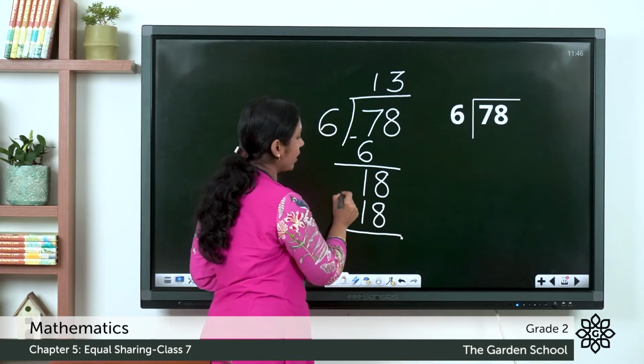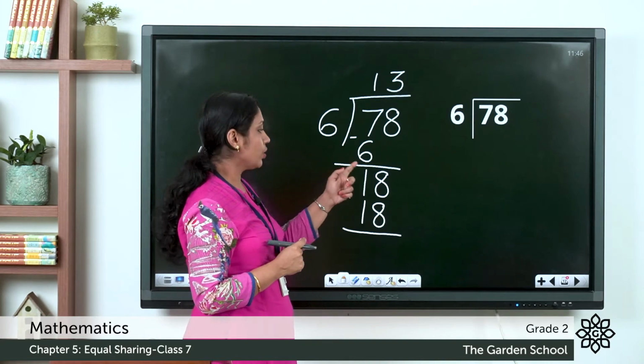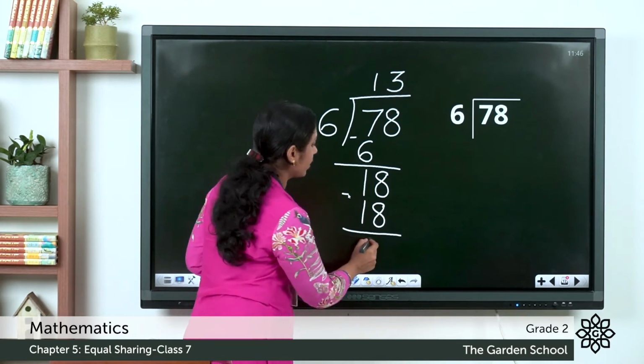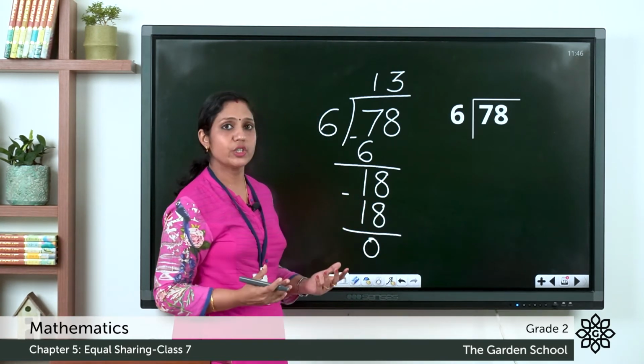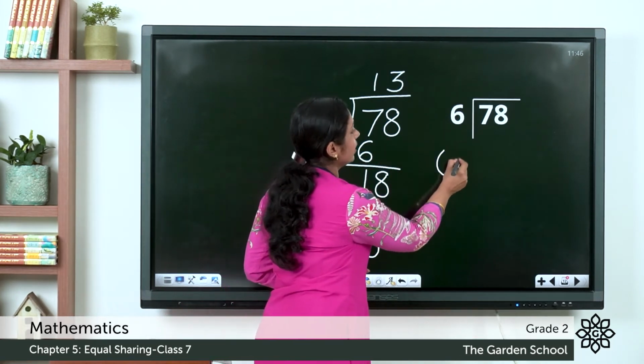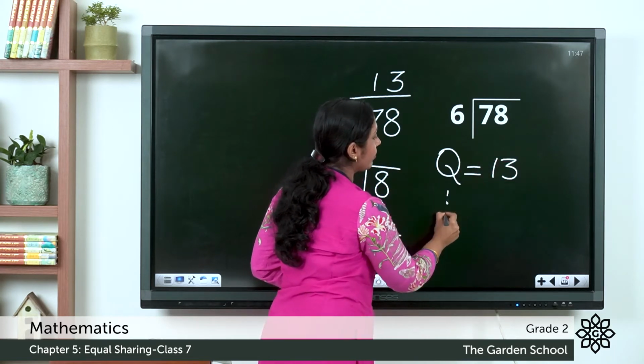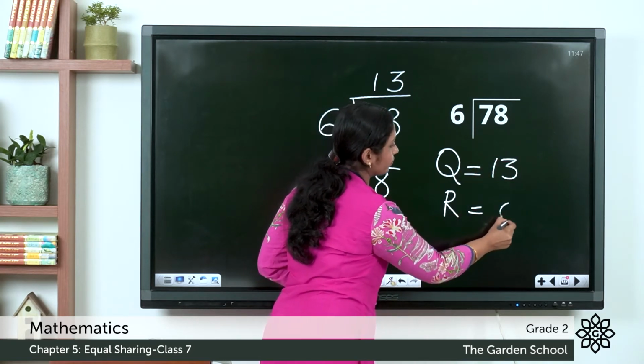And the next step is to subtract. Don't forget to put the minus symbol there. So 18 minus 18 is 0. So how much did we get? 78 divided by 6. The quotient, that is Q, is equal to 13 and the remainder is 0.